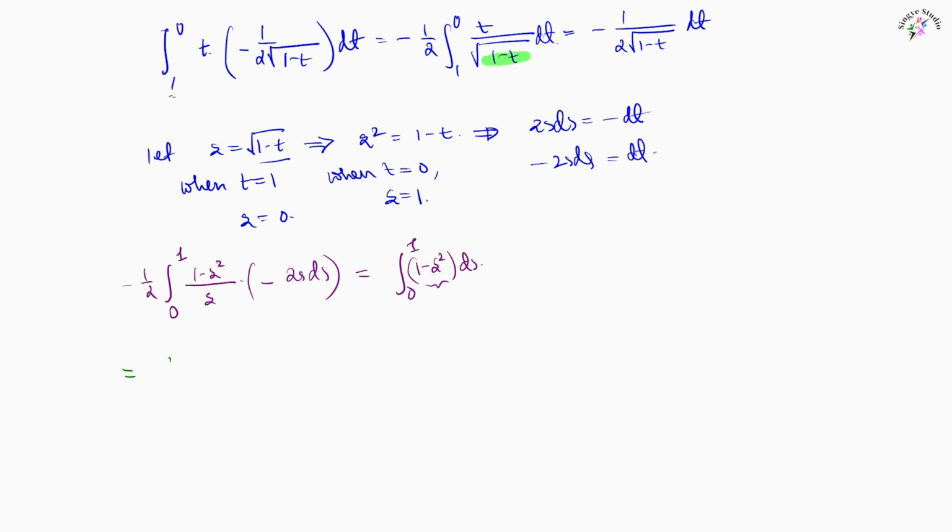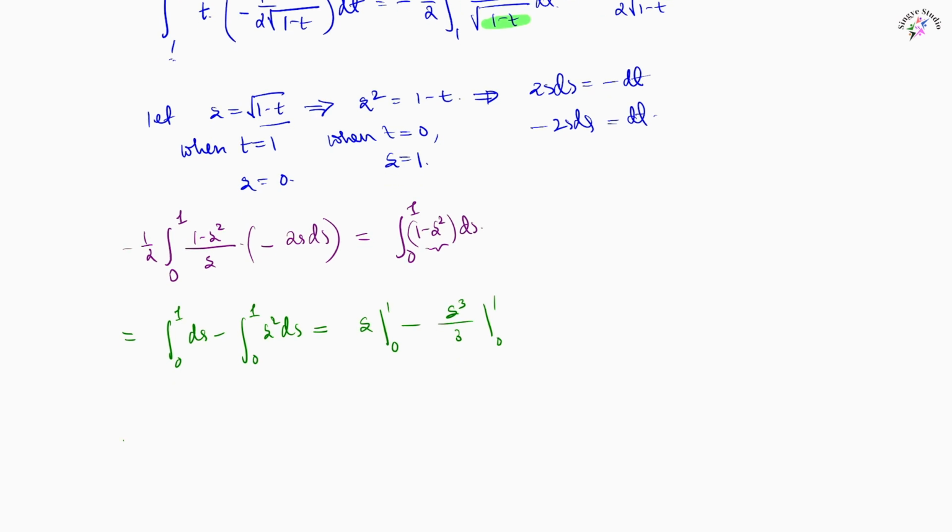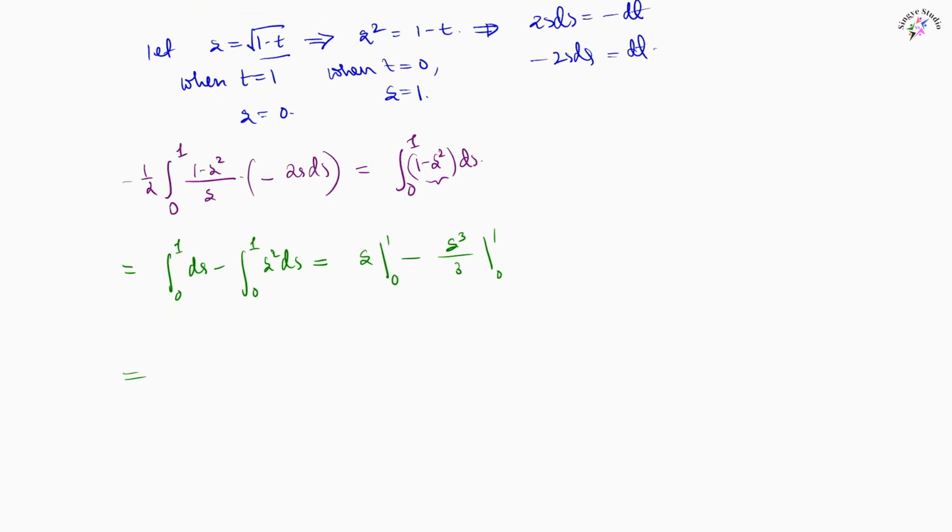Now we got a very simple integral here, so we can simply split it. We will get the integral from 0 to 1 of ds minus the integral from 0 to 1 of s squared ds. So it will be s from 0 to 1 minus s cubed divided by 3 from 0 to 1. Now we can evaluate this. It will be 1 minus 0, minus 1 by 3 times 1 minus 0. So it will be 1 minus 1 by 3. So the answer will be 2 by 3.